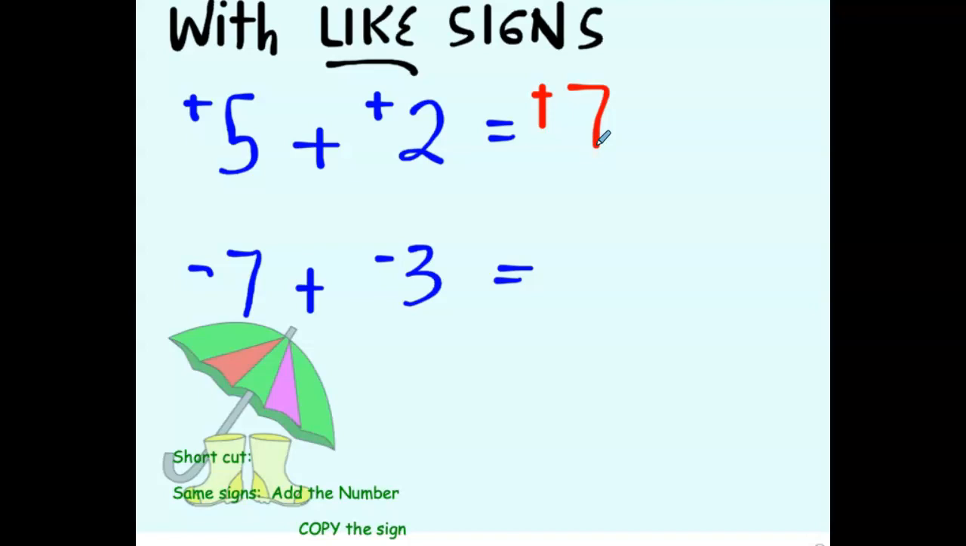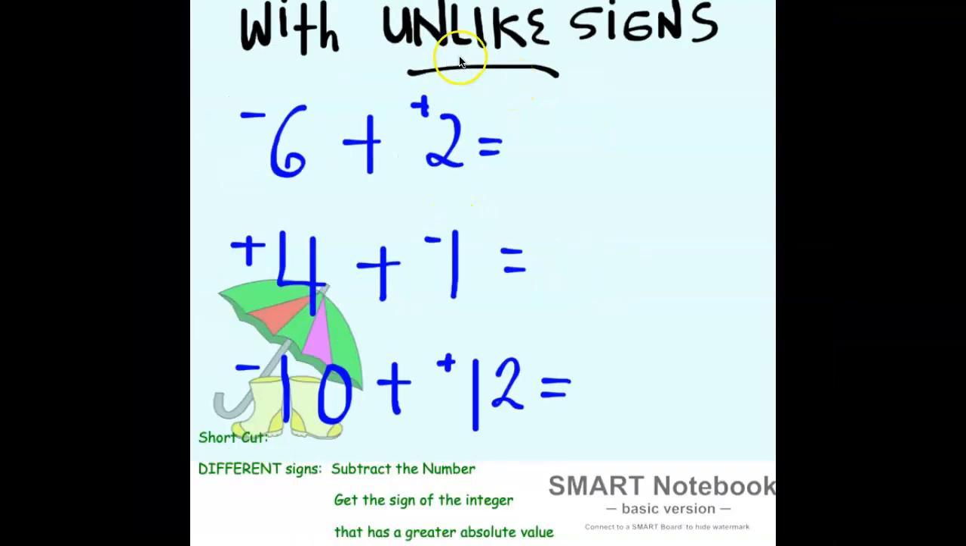Easy, right? And if the numbers also have the same sign, even though it's negative, so it's a negative and a negative, they have the same sign, we just copy the sign and we add the numbers. That's not that bad. It's easy. Okay? So again, with the same signs, you just add the numbers and you copy the sign. So what happens when they have unlike signs, or the signs are not the same?